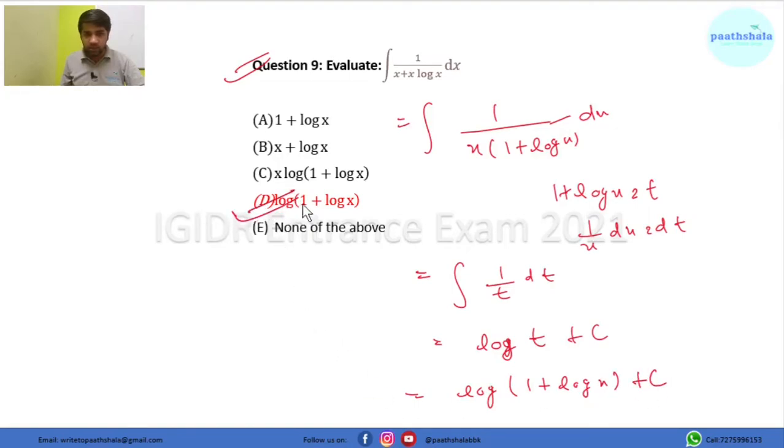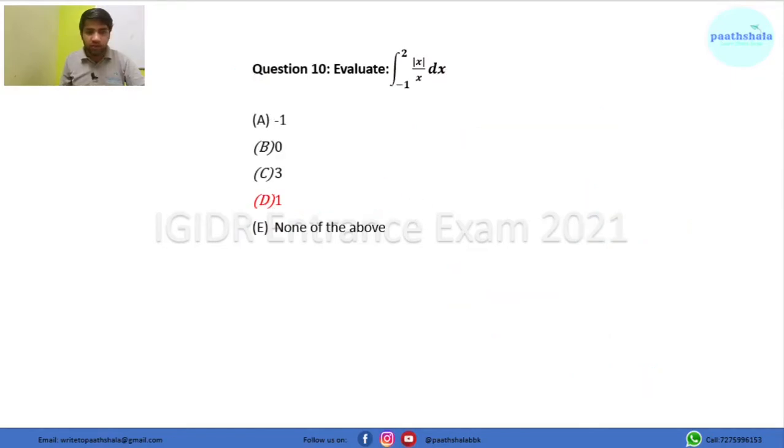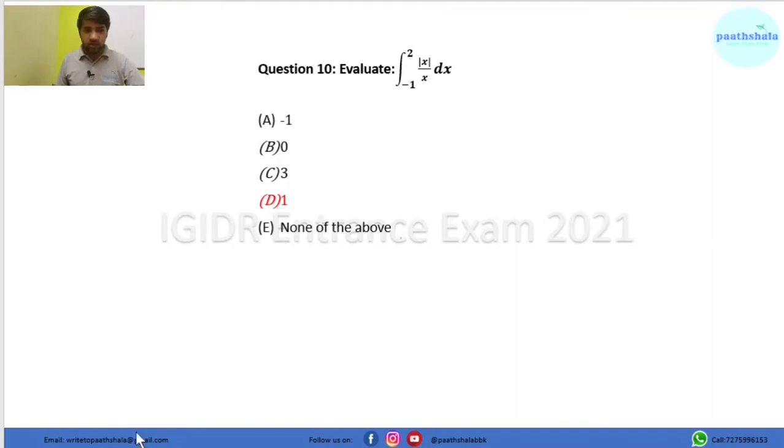So option D is the answer. Here this should be plus c as well. Okay, so next question is, so this is a definite integral.